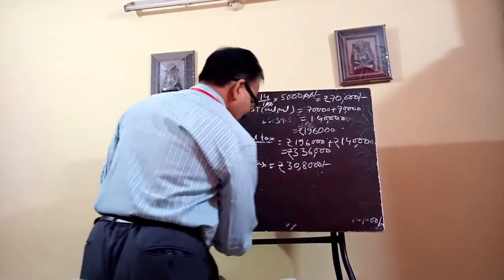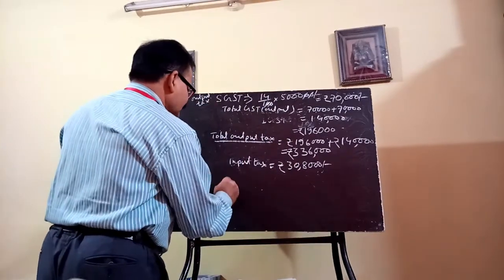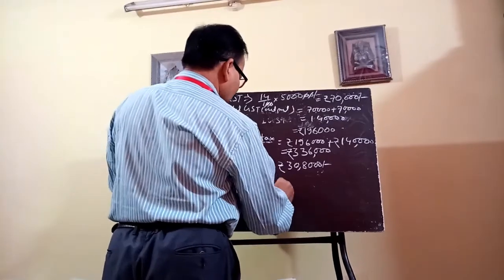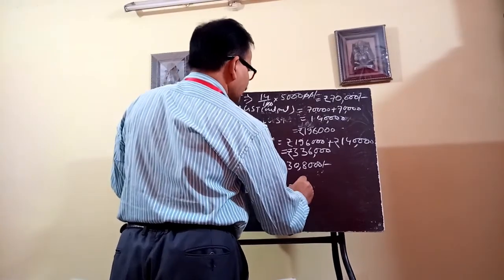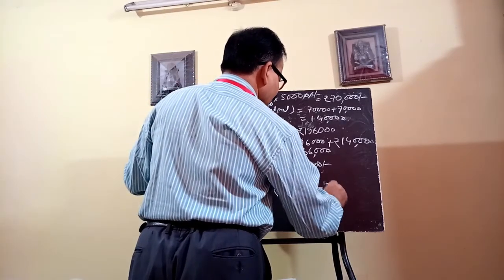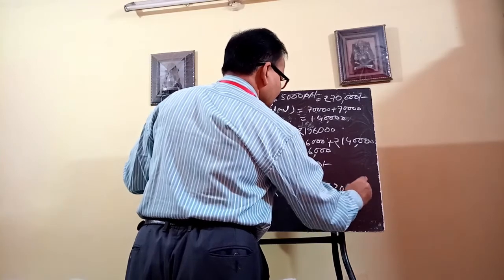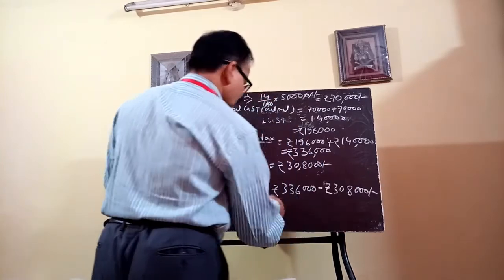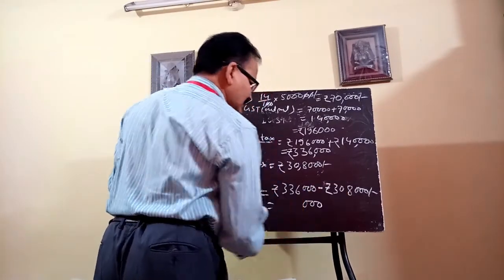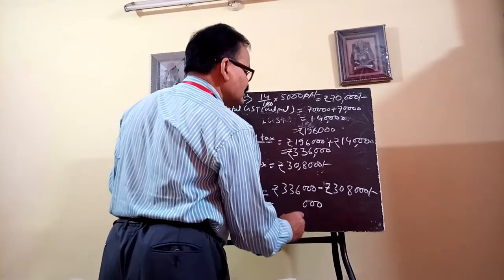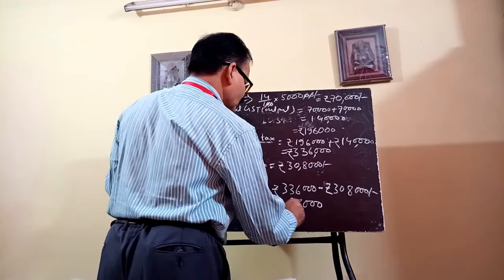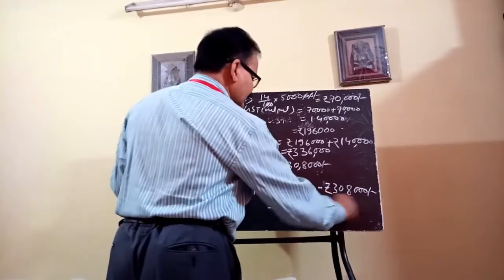So that means now the net GST to be paid is rupees 3,36,000 minus rupees 3,08,000. After subtracting, this will be 000, then 8 and 2. So rupees 28,000.